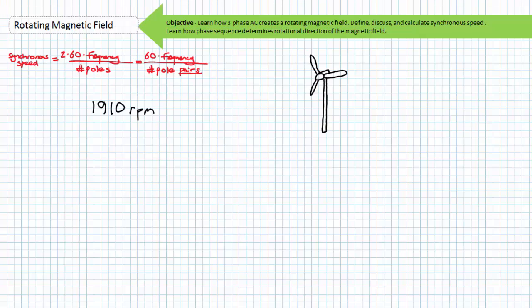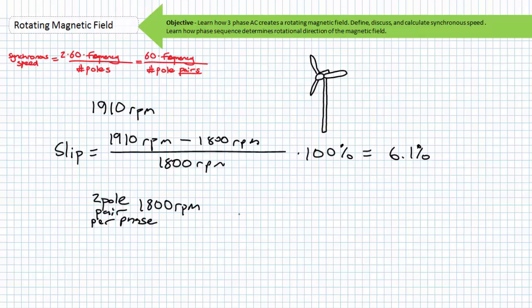Consider a modern horizontal axis wind turbine that necessitates the generator be driven at 1,910 RPM. This rotational speed slightly leads the 1,800 RPM stator magnetic field produced by a 2-pole pair per phase, 3-phase AC stator excited by 60 Hz AC. This represents a slip of approximately 6.1%, and this slip is essential to both asynchronous and doubly fed induction generation. We'll discuss these methods in later lectures.